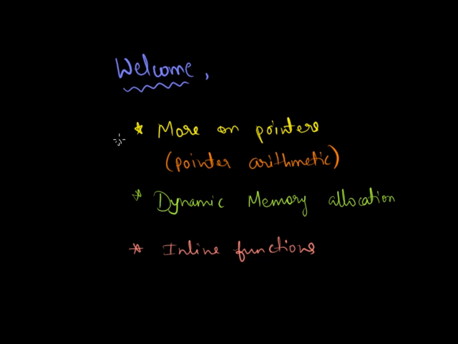In today's lecture we are going to explore a little bit more about pointers. We are going to do pointer arithmetic. Then, very related to pointers, is dynamic memory allocation, how to allocate memory dynamically. We are going to look at dynamic memory allocation, and then at inline functions. A part of functions has remained since the last lecture, so we are going to complete functions today.